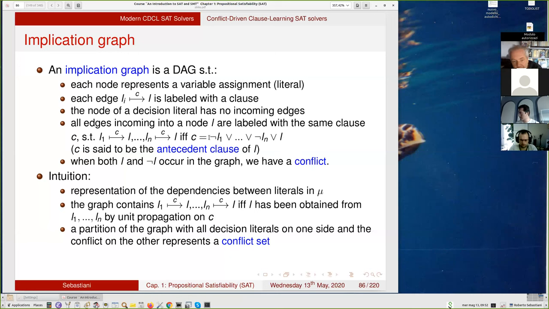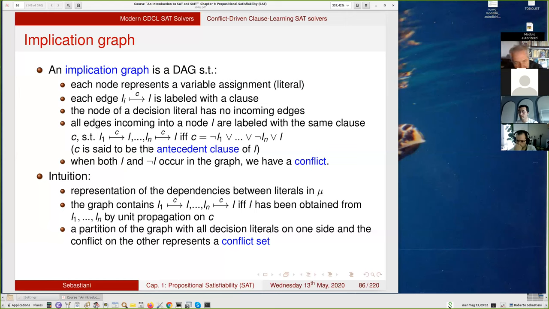What does it mean? It means that you add that clause here. You had previously assigned L1 to true, L2 to true, L3 to true, Ln to true, and this has caused L to be unipropagated. This is what happens. So if L was unipropagated, then this means that you had assigned to true the previous literals. The clause which caused your literal to be unipropagated is called the antecedent clause of L.